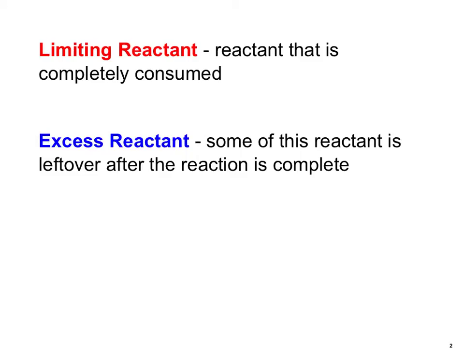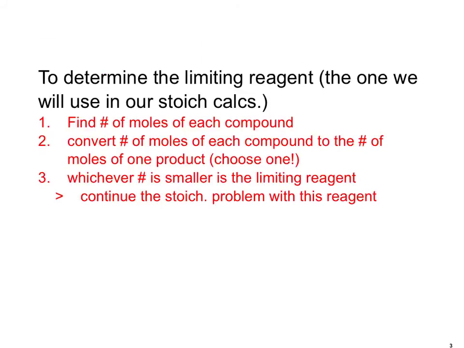So the limiting reactant or reagent is the reagent that is completely consumed in the reaction, and the excess is left over at the end. So to determine the limiting reagent, you find the number of moles of each compound, so you'll be able to find the known of each reactant. Convert the number of moles of each compound to the number of moles of one product, so choose one and calculate the moles of product from both reagents. Whichever the smallest number is the limiting reagent. You continue the stoich problem with that reagent, ignoring the excess.